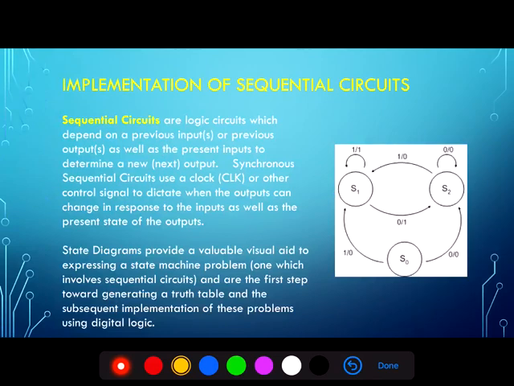the next. State diagrams, such as the one shown on the right here, provide a valuable visual aid to express a state machine problem or a problem that requires a sequential solution. And they are the first step toward generating a truth table, also called a state table, and the subsequent implementation of these problems using digital logic.